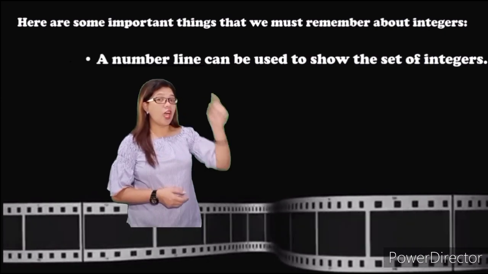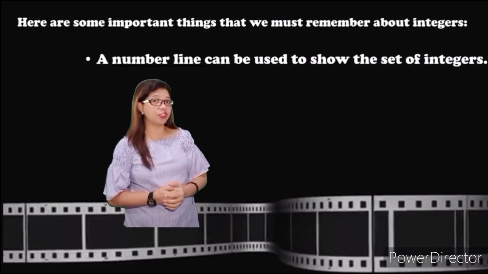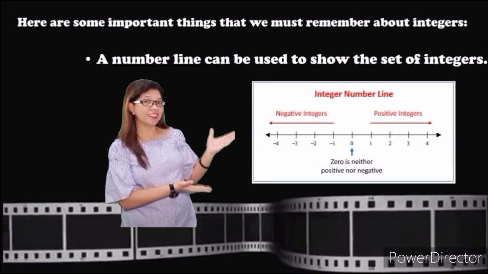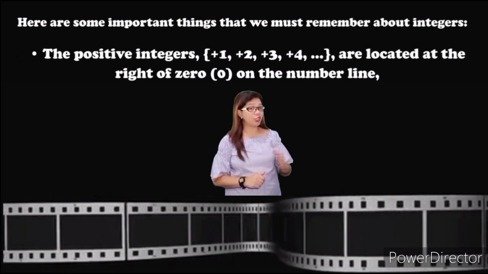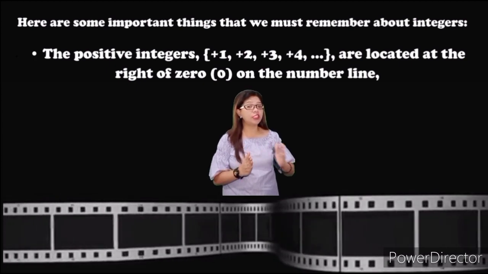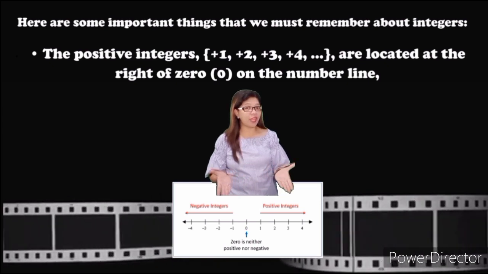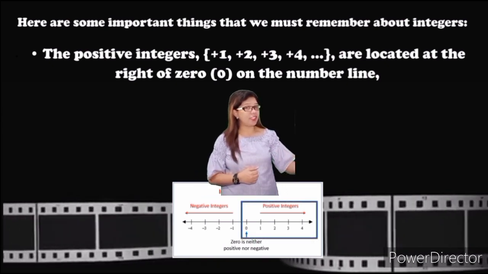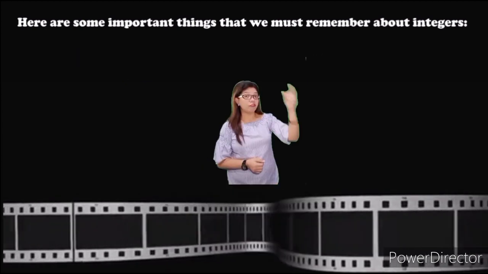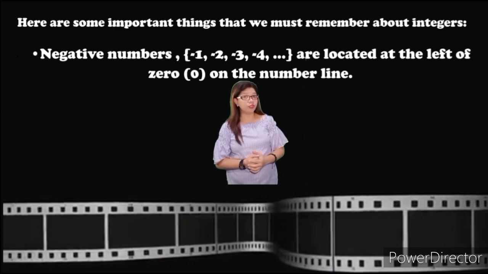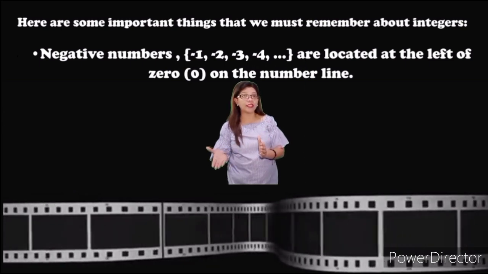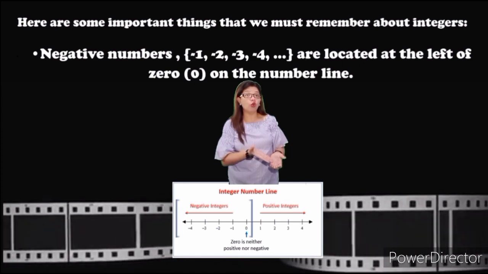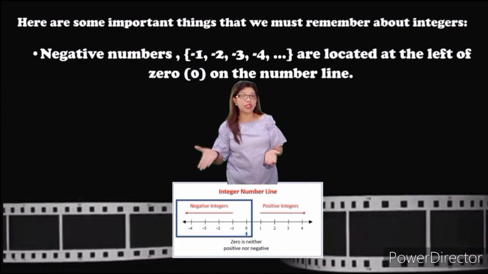Here are some important things that we must remember about integers. A number line can be used to show the set of integers. Here is a number line. The positive integers, positive 1, positive 2, positive 3, positive 4, and so on, are located at the right of the 0 on the number line. At the right side are the positive numbers. And the negative numbers, negative 1, negative 2, negative 3, negative 4, and so on, are located at the left of the 0 on the number line. All the numbers at the left side of 0 are negative numbers.